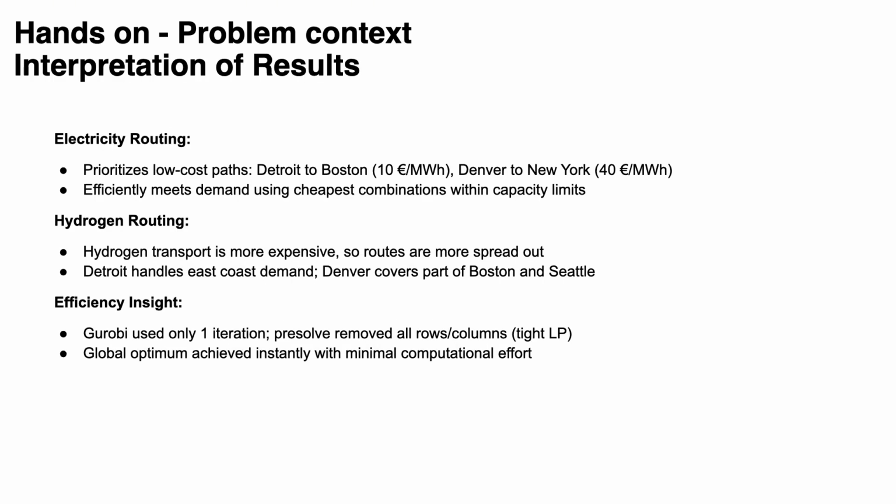Let's interpret what Gurobi actually decided. For the electricity routing, the solver correctly prioritized the lowest cost paths, maxing out the cheap €10 route from Detroit to Boston and relying on Denver to handle New York. For hydrogen routing, which is generally more expensive, the routes are more spread out. Detroit handles the East Coast demand, while Denver covers part of Boston and all of Seattle to respect the shared arc capacities.